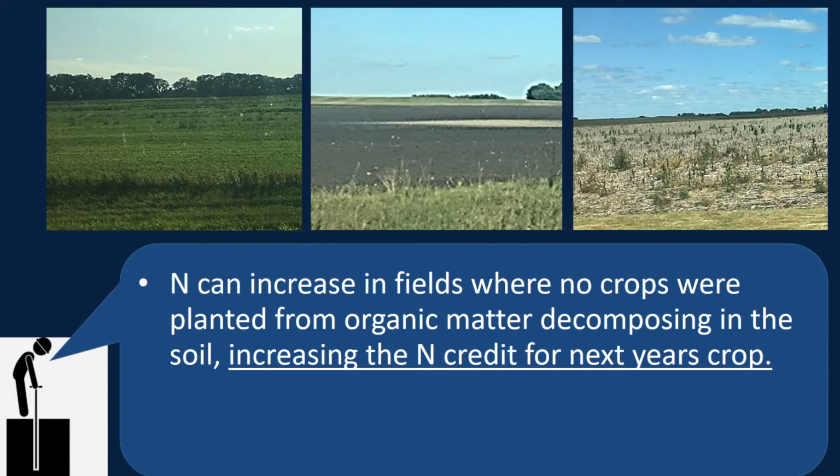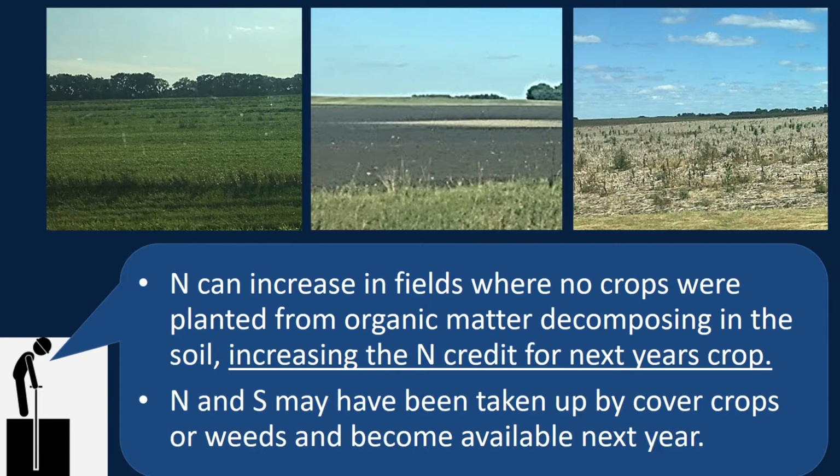So depending on our rainfall this past fall and spring, we could have a greater amount of nitrogen credit than we normally do, which is important because if that nitrogen credit is larger, we can reduce our nitrogen fertilizer inputs for this next growing season. Another thing to consider is that nitrogen and sulfur may have been taken up by those cover crops, which would help keep it from being moved down in the soil profile, which would make it available for the coming year, which is what we want. And that's another benefit of planting cover crops, being able to take up those mobile nutrients so they don't move down and out of the soil profile.